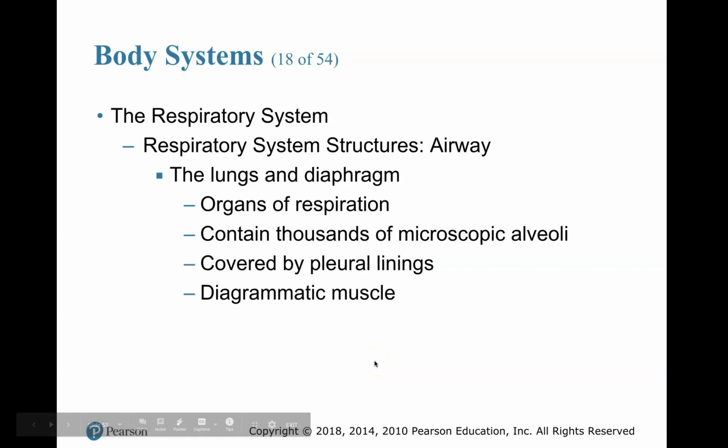Body systems. The respiratory system. The respiratory system structures: airway, the lungs, and diaphragm. The lungs and diaphragm are organs of respiration. They contain thousands of microscopic alveoli covered by pleural linings, and diaphragmatic muscles.